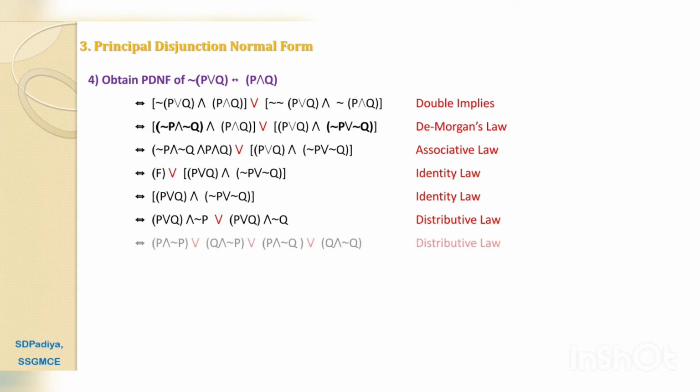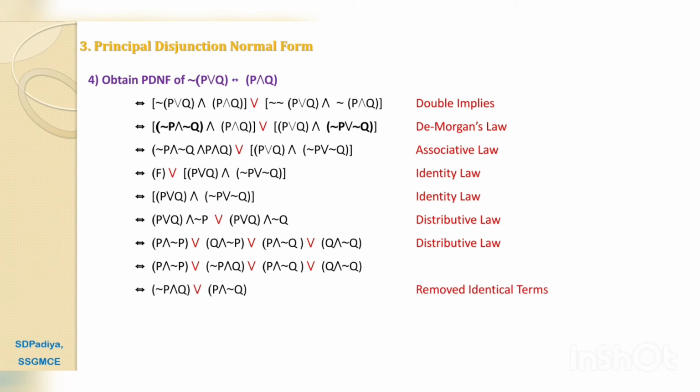Again by using distributive law, it is logically equivalent to P and not P, or Q and not P, or P and not Q, or Q and not Q. Now it is the final DNF. Now arrange all this in terms of P and Q. Therefore it is P and not P, or not P and Q, or P and not Q, or Q and not Q.